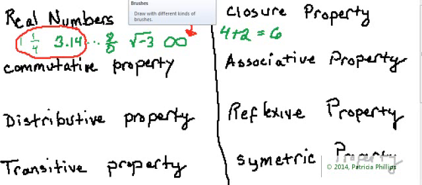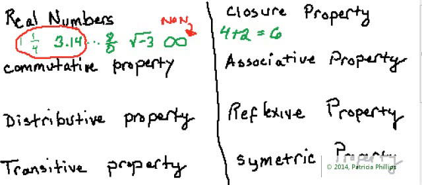Hello and welcome back. Today we're going to discuss the properties of real numbers. The properties of real numbers are the closure property, the commutative property, associative property, distributive property, reflexive property, transitive property, and symmetric property. These are your vocabulary words. If you want to, you can create little flashcards so that you can practice these.